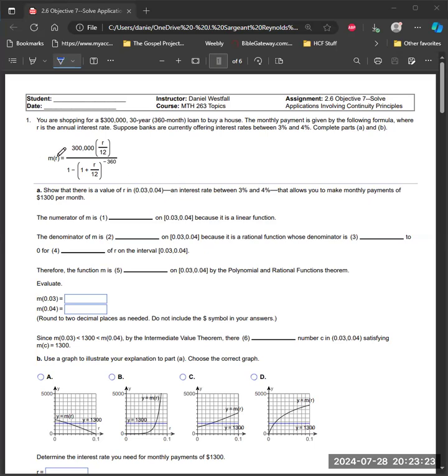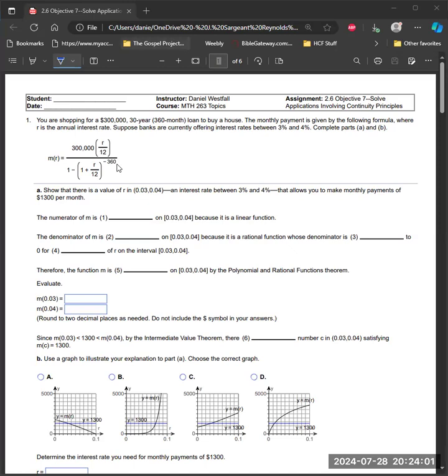So M, your monthly payment as a function of R, is equal to 300,000 times R over 12 divided by 1 minus the quantity 1 plus R over 12 raised to the negative 360th power. That's your monthly payment formula. So show that there is a value of R in the interval of 3% to 4% that allows you to make monthly payments of $1,300 per month.